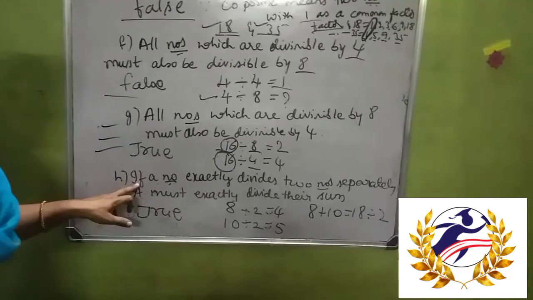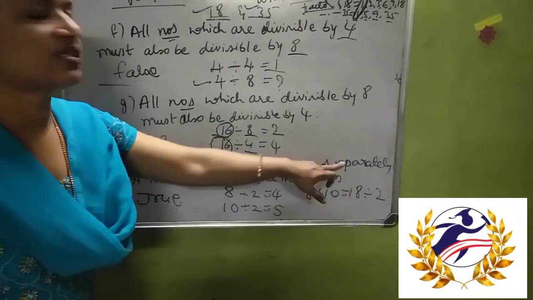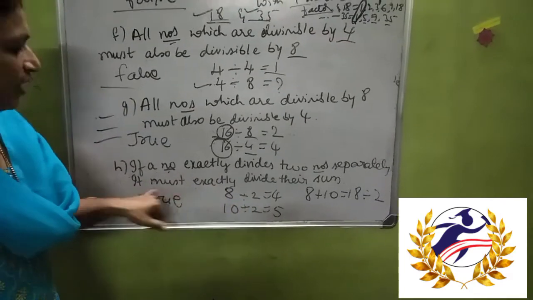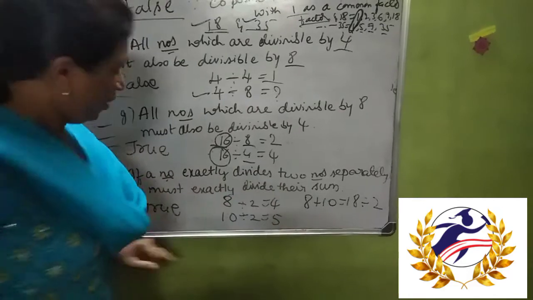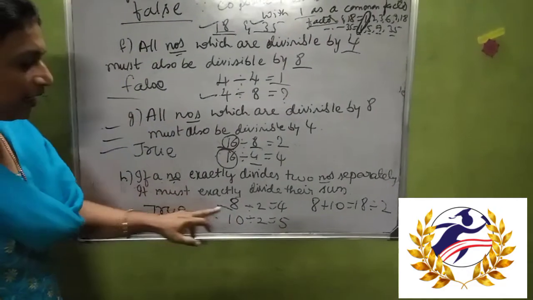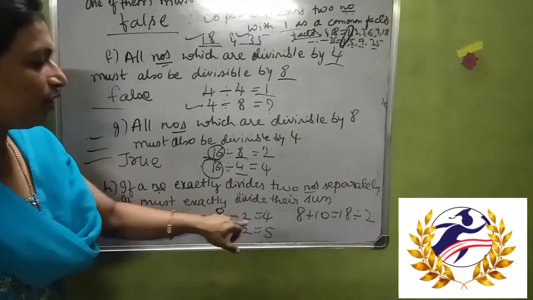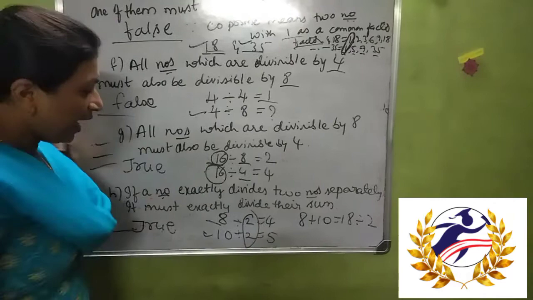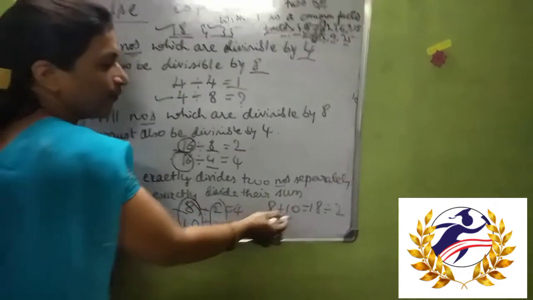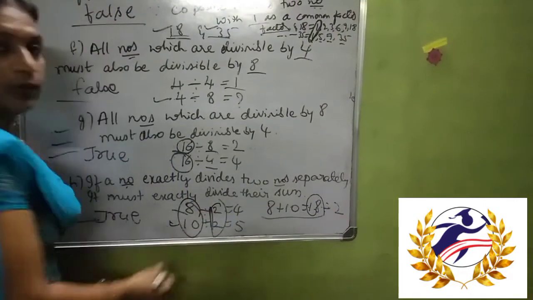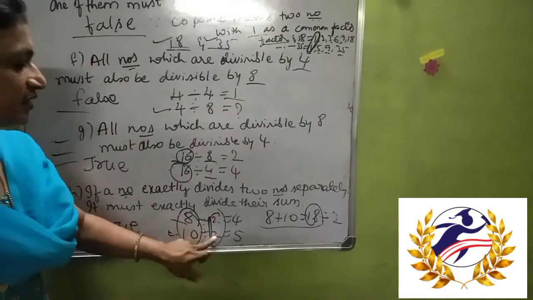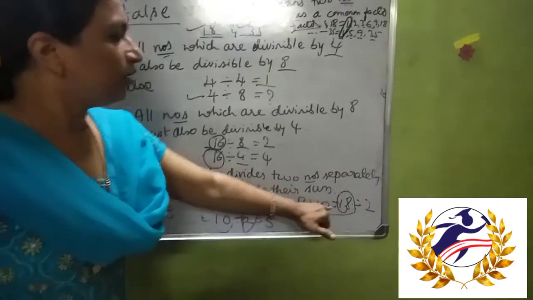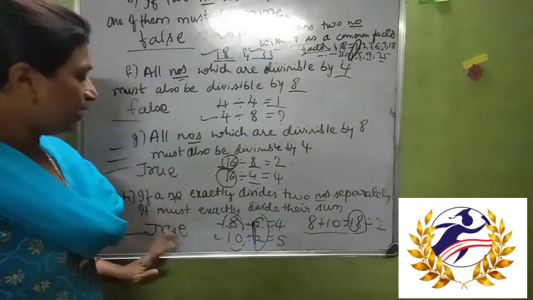Okay, next we will see, if a number exactly divides two numbers separately, it must exactly divide their sum. So this is a true statement. I took 8 as an example, which is divided by 2. 8 divided by 2 gives us 4. 10, another number I took, divided by 2 gives us 5. If I sum these two, 8 plus 10, the answer is 18. This 18 is also divided by this 2, isn't it? If two numbers separately divide by the same number and give remainder 0, in the same way, if we add these two numbers, the answer is also divided by the same number. So that is a true statement.